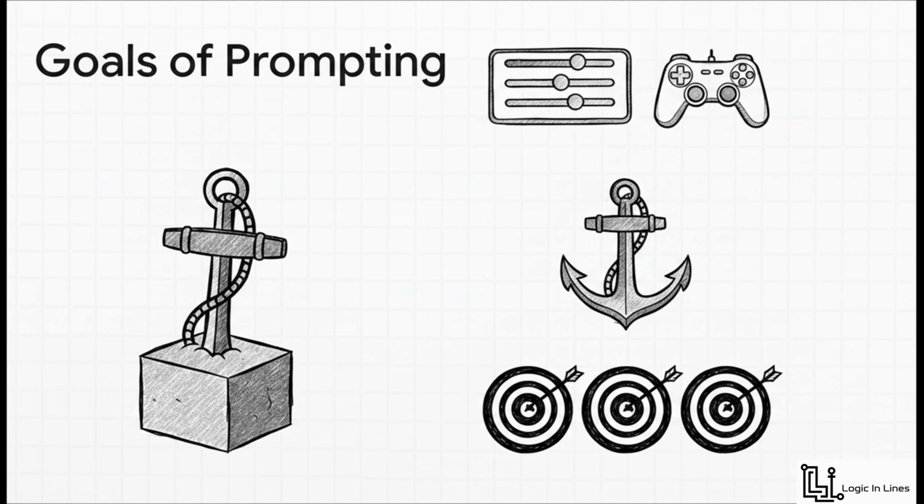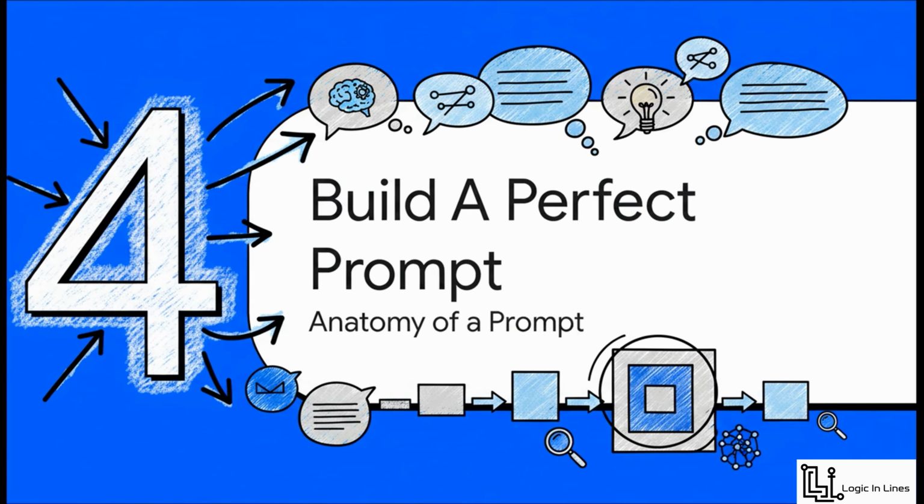Second, reducing hallucinations. Because the AI is predicting text based on probability, sometimes it predicts things that sound super confident but are totally made up. A well-engineered prompt anchors the AI in facts and completely stops it from guessing. And third, increasing consistency. We want reliable, high-quality results every single time we run that prompt. Which brings us to Section 4, building a perfect prompt.